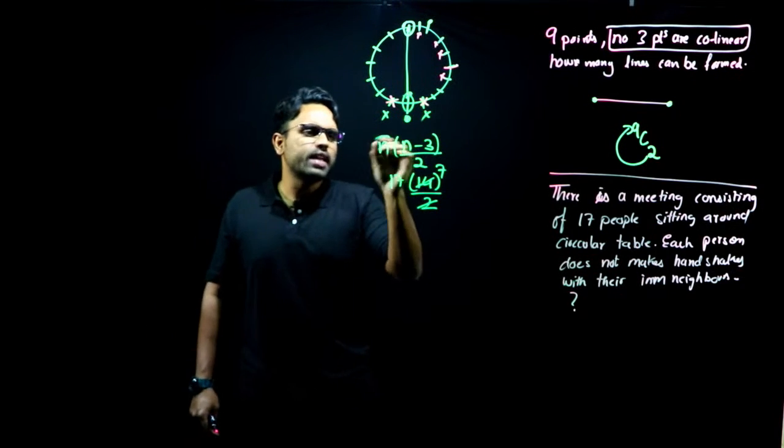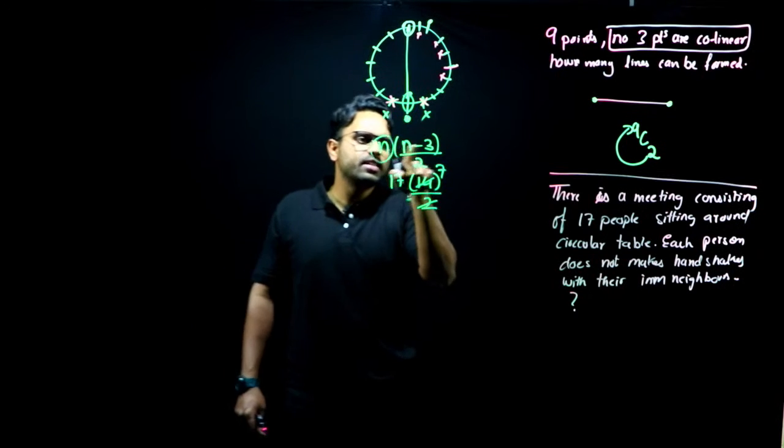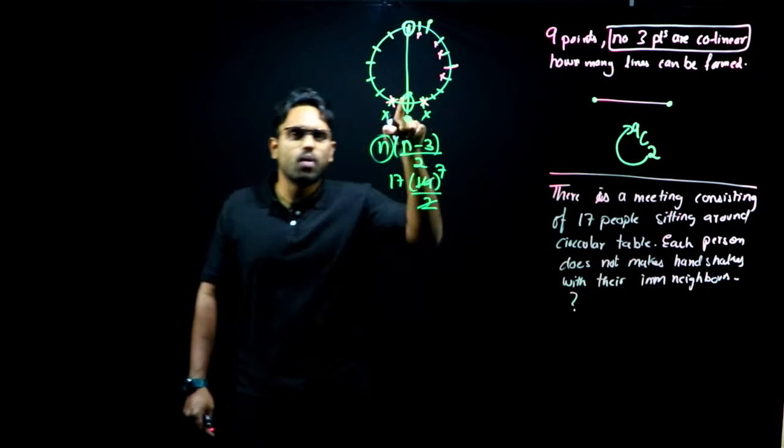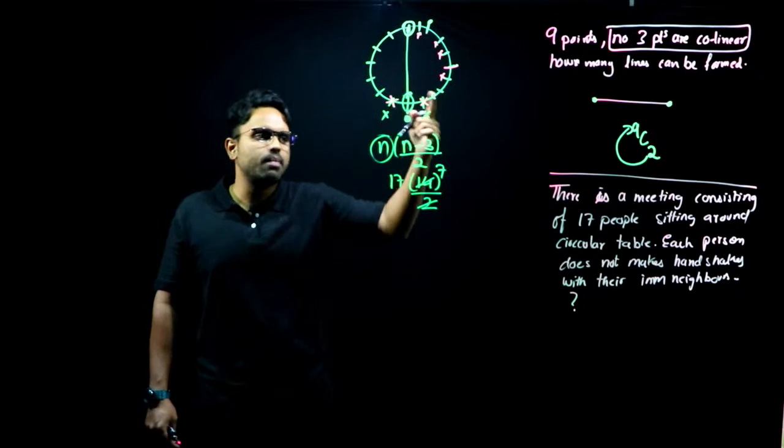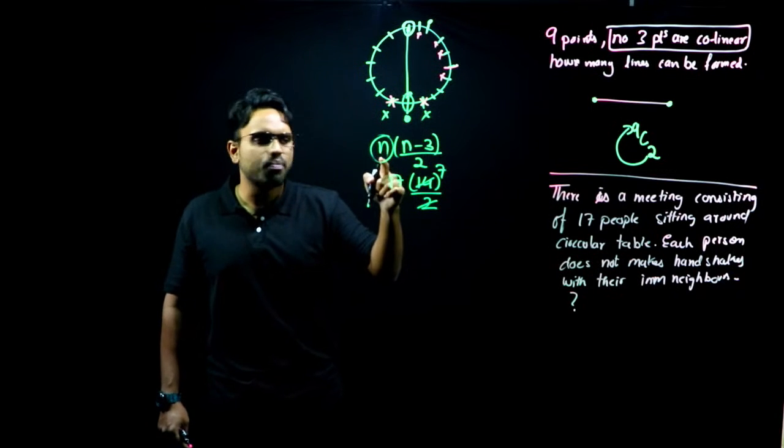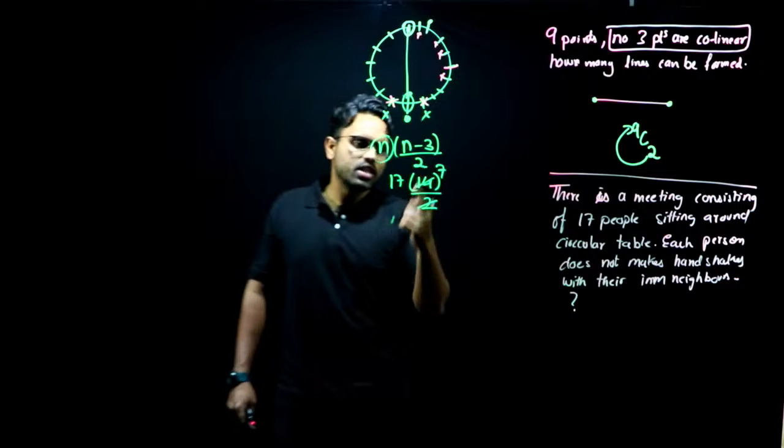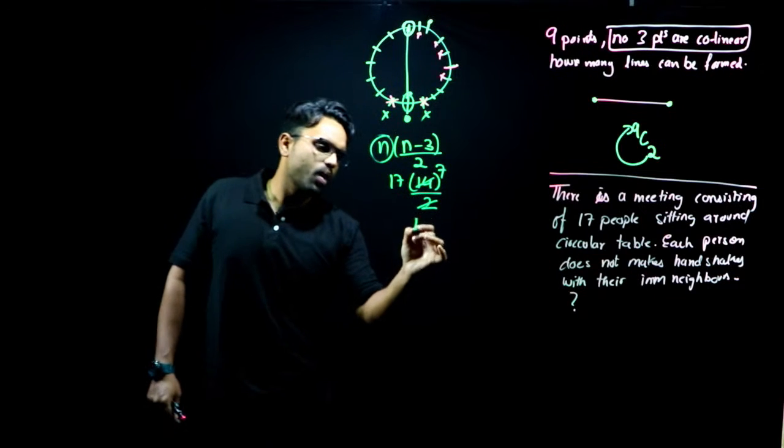Now, what will this n represent? I have calculated this (n-3)/2 for one person. But how many people are there? 17 people. So I have to write the number of people here, n. So this gives me how much? 17 sevens is 119.